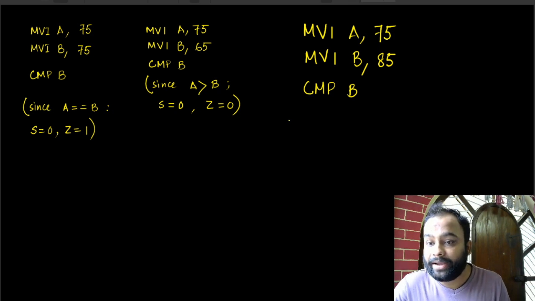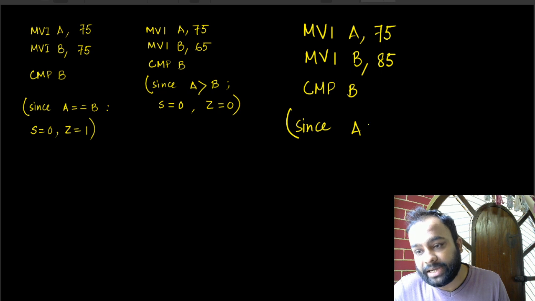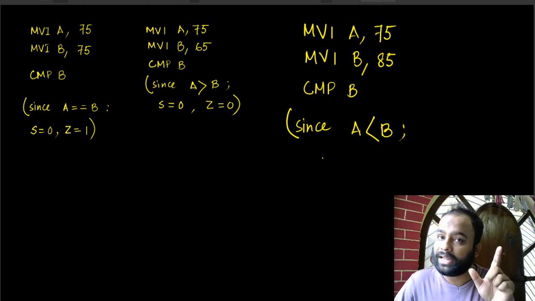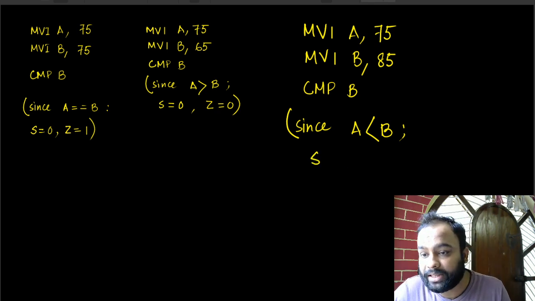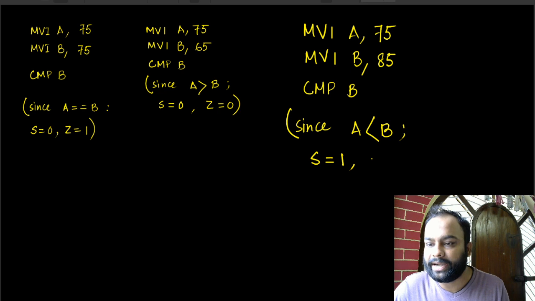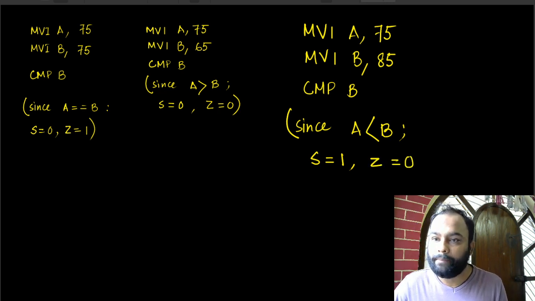Since the content of register A is less than the content of register B, the under the hood subtraction will result in a negative number. So the sign flag will be set. Probably something will happen to the carry flag as well, but that's not our concern right now. The zero flag will not be set because the result wasn't 0.